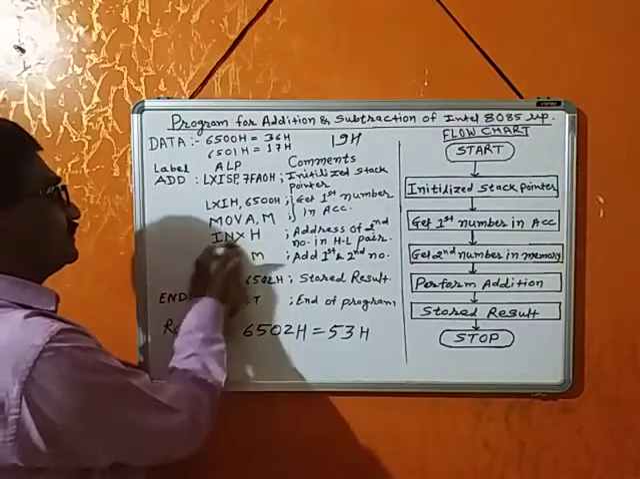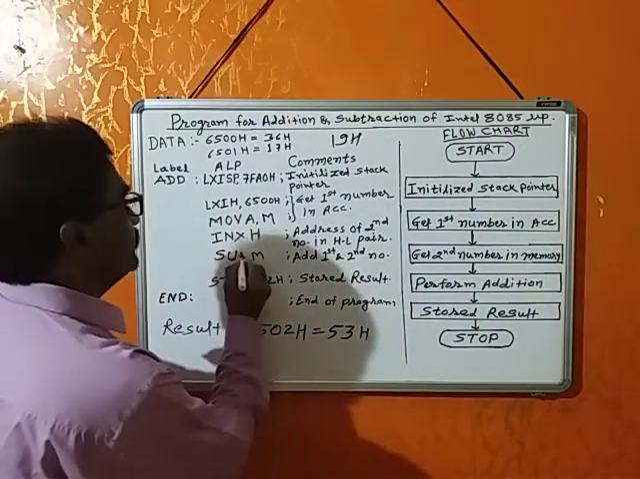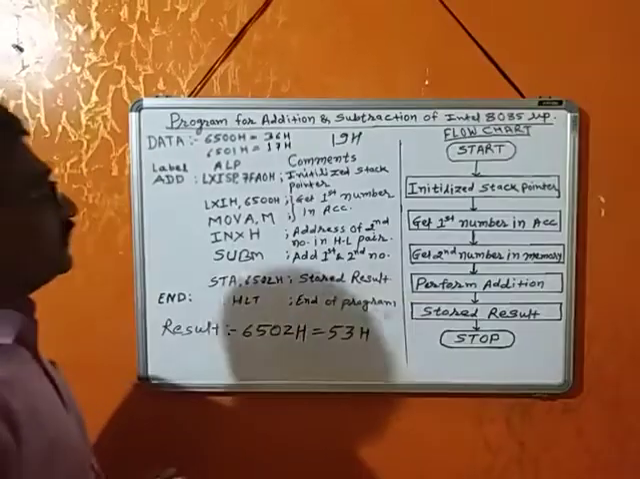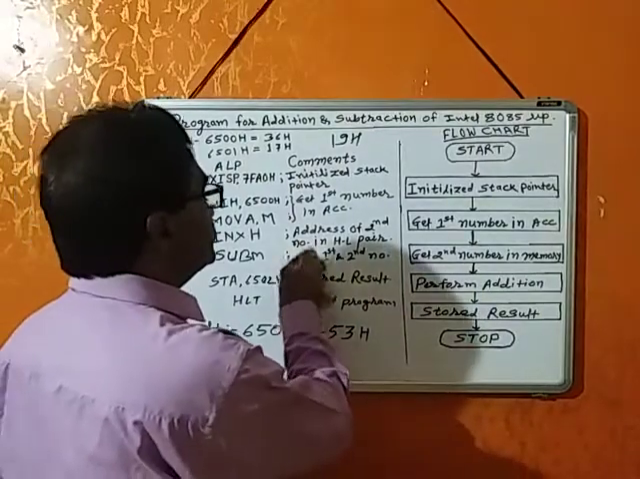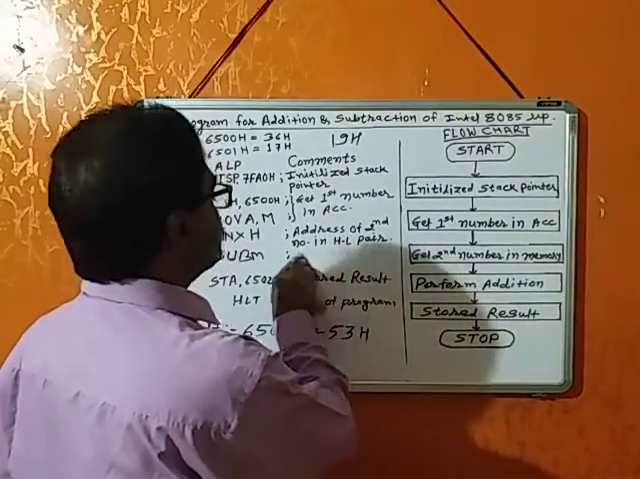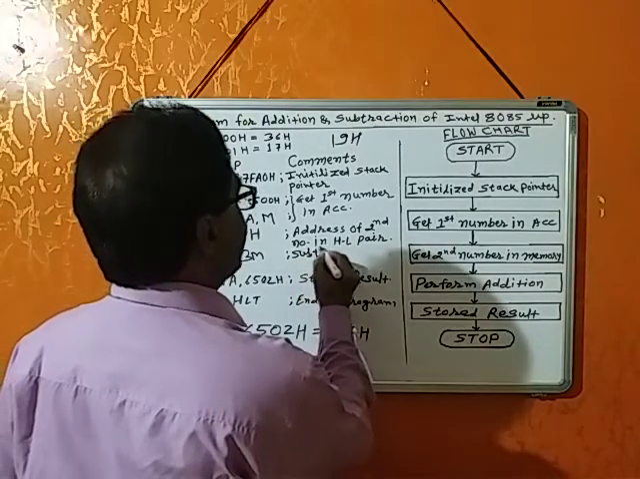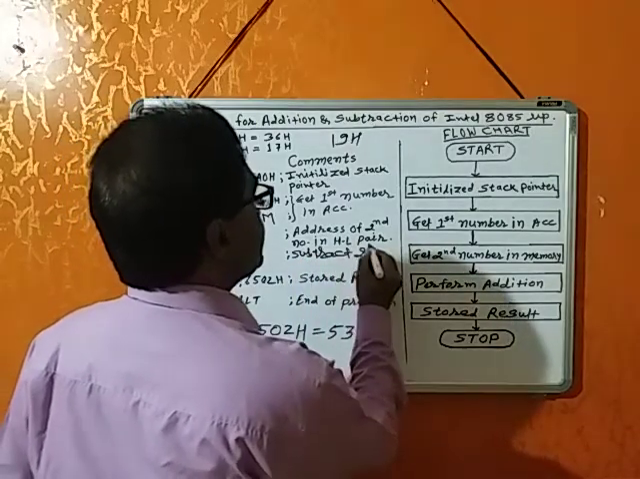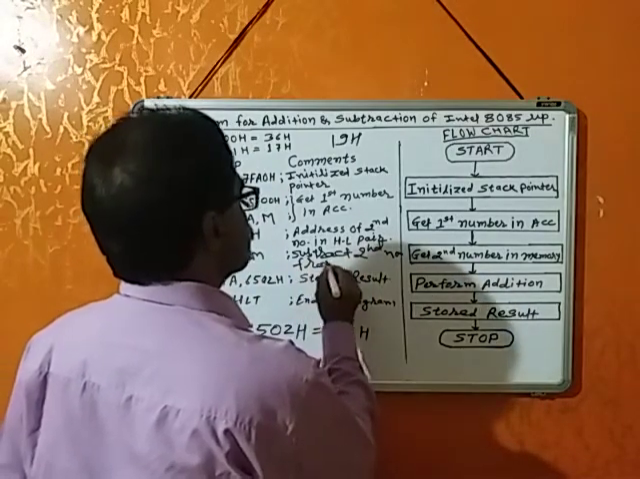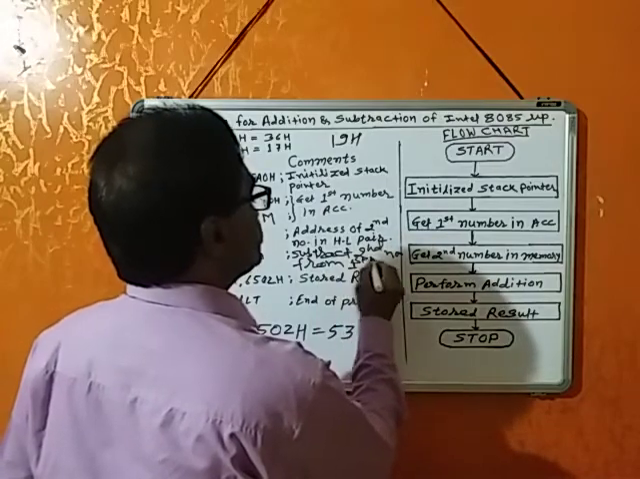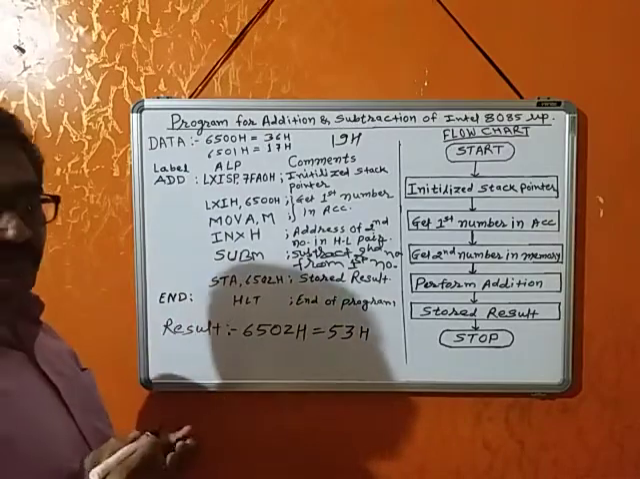instead of addition, write down the instruction SUB M. Means here, instead of addition, subtract the second number from the first number, and the result again resides in the accumulator.